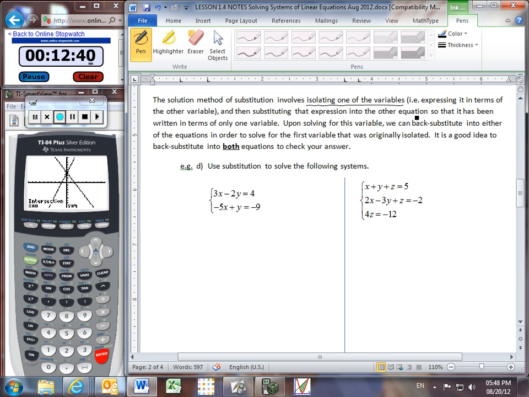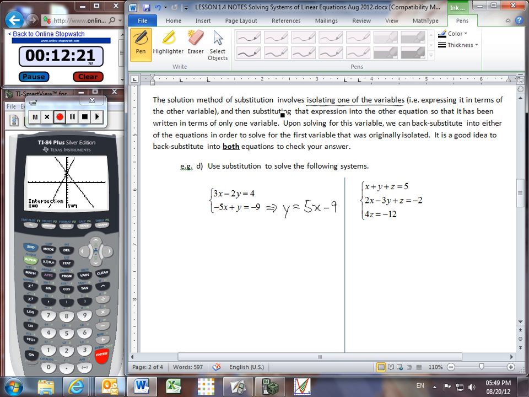So before I go on, let's have a look at this process. Use substitution to solve the following systems. I notice in my second equation, it's going to be very easy to get y by itself. So in my second equation, I'm going to write y is going to be equal to 5x minus 9.